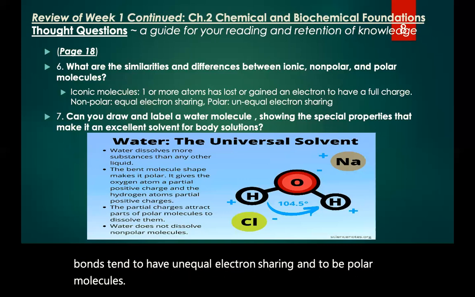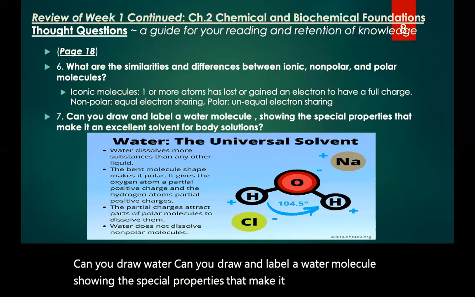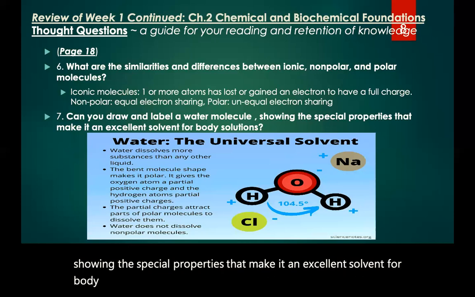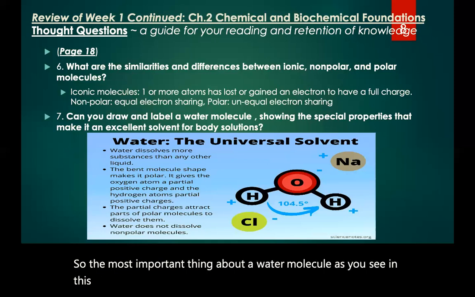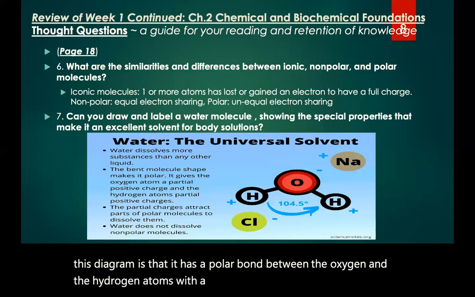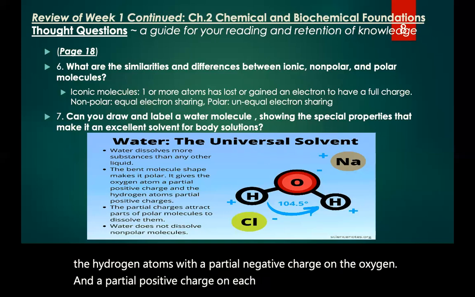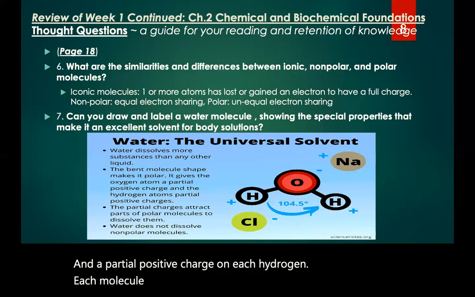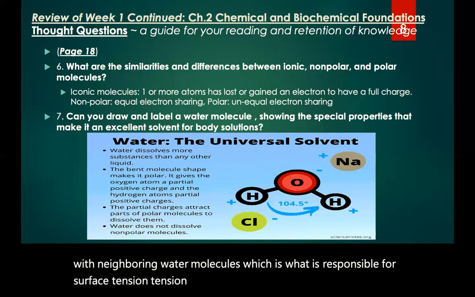Now, number 7, can you draw and label a water molecule showing the special properties that make it an excellent solvent for body solutions? So the most important thing about a water molecule, as you see in this diagram, is that it has a polar bond between the oxygen and the hydrogen atoms, with a partial negative charge on the oxygen and a partial positive charge on each hydrogen. Each molecule can also make up to 4 hydrogen bonds with neighboring water molecules, which is what is responsible for surface tension and the tendency of water molecules to stick together.